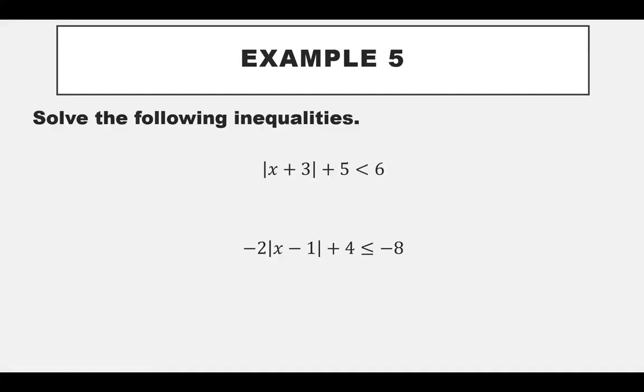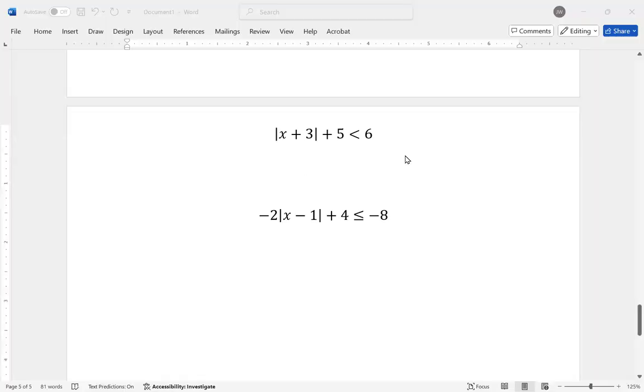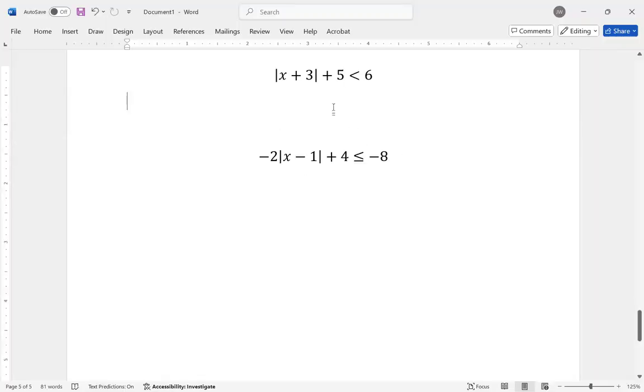Let's go ahead and try the inequalities in example 5. If you want, you can solve these on your own. Push pause on the video. In a couple of seconds, I will go over both of these inequalities. In this first one, what we would do is we would subtract 5 from both sides, isolating the absolute value. That would give me the absolute value of x plus 3 is less than 1.